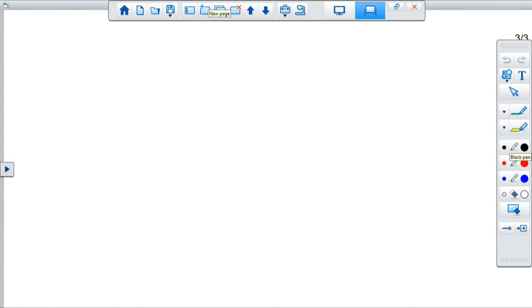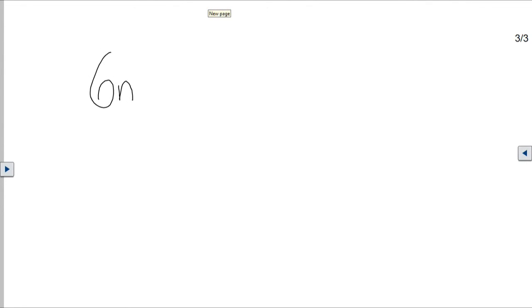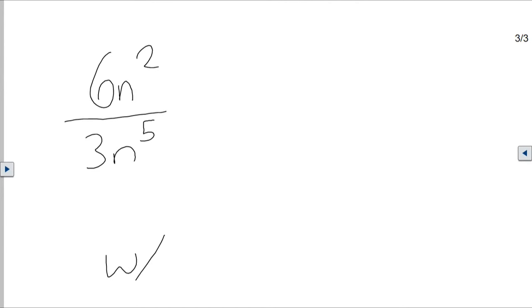Okay. Now let's look at an example where we might do the opposite. Okay. Where I want to use negative exponents because I don't want a fraction. So let's say it's something like 6n squared over 3n to the 5th. Okay. And I want to rewrite this without a fraction bar. Okay. Sometimes fractions aren't real nice to work with. So if we can get rid of fractions, we'll get rid of fractions.